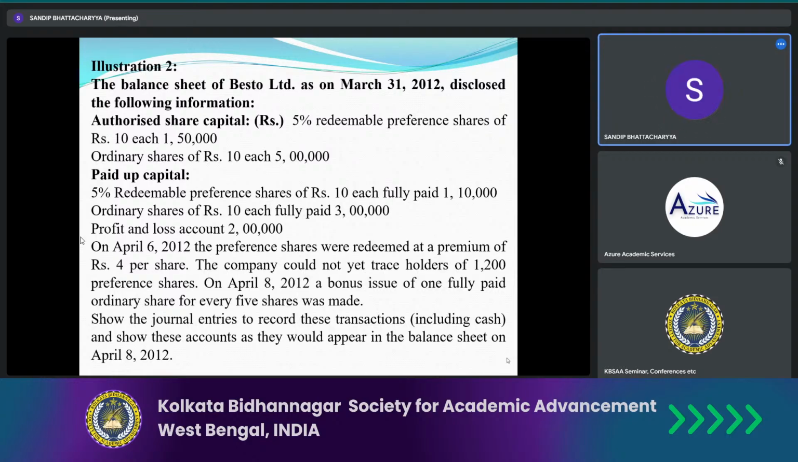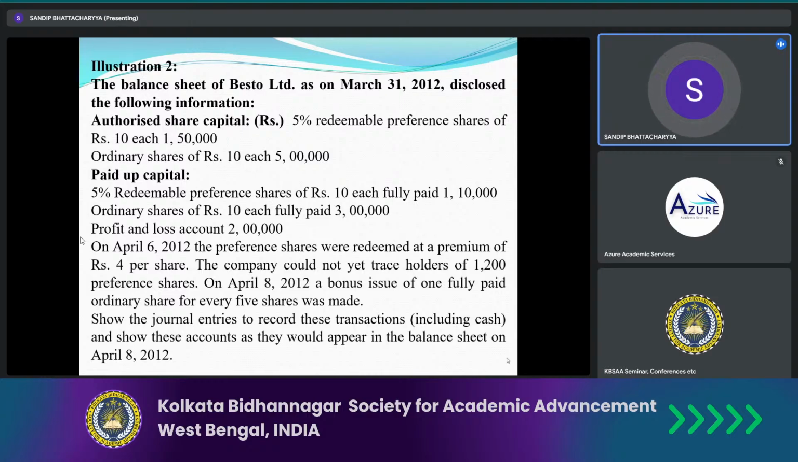The company couldn't trace. Now, please underline this, my dear students. The company couldn't trace 1,200 preference shares at the time of the redemption. So when the company proceeds with the redemption, the 1,200 preference shares cannot be traced anymore. And on 8th April 2012, the company issued bonus shares, one fully paid ordinary share for every 5 shares held. That's a different issue.